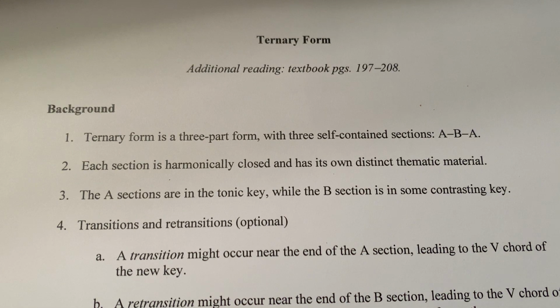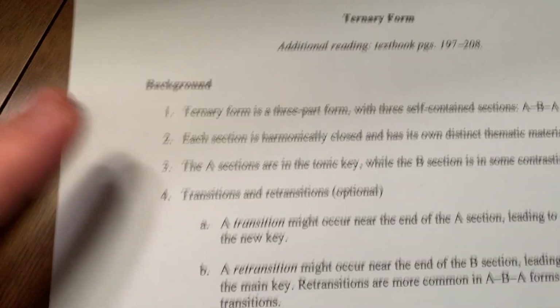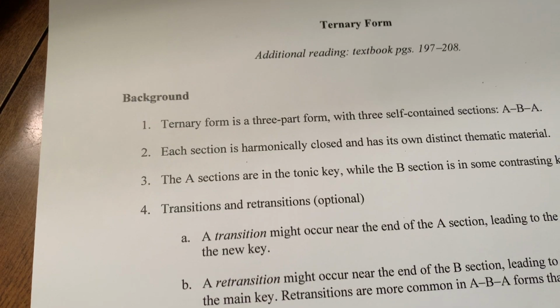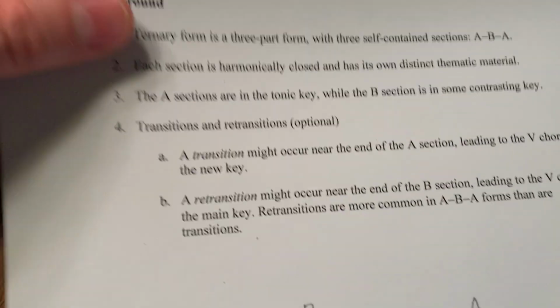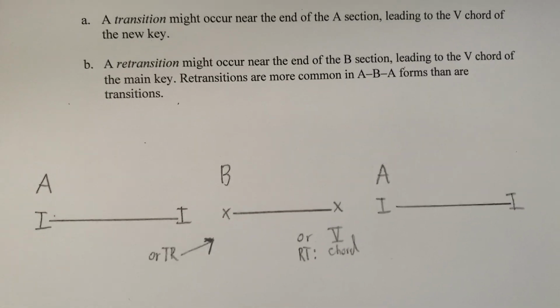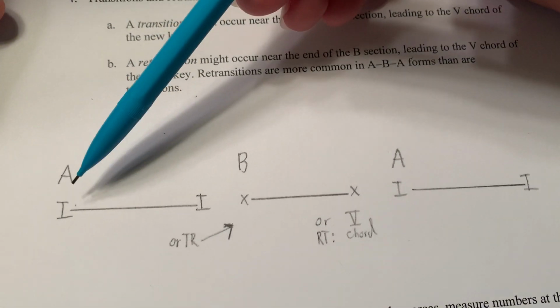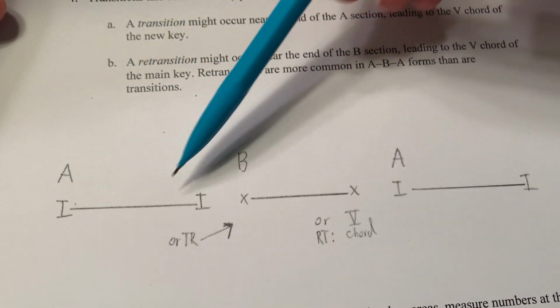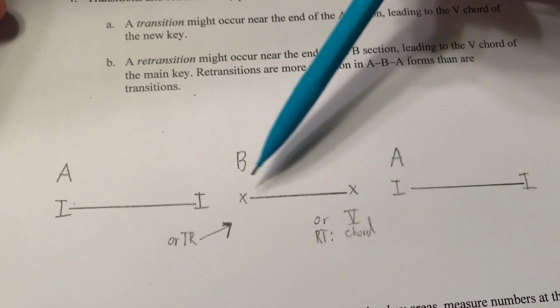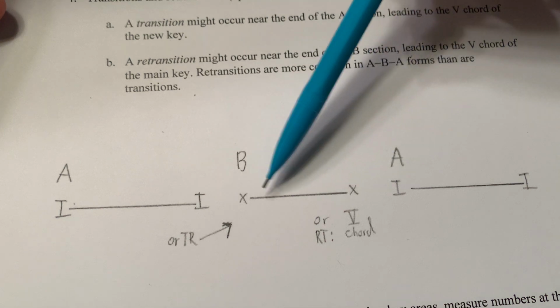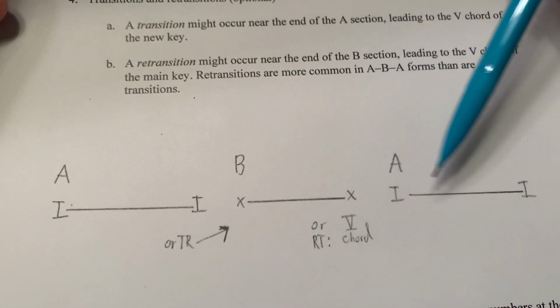Now, besides that, let's take a look at this little diagram here. It's really simple. So we have A, B, A. The A section is in the tonic key, B section in some non-tonic key, so I just put X because we can't predict that, and then A back in the tonic.